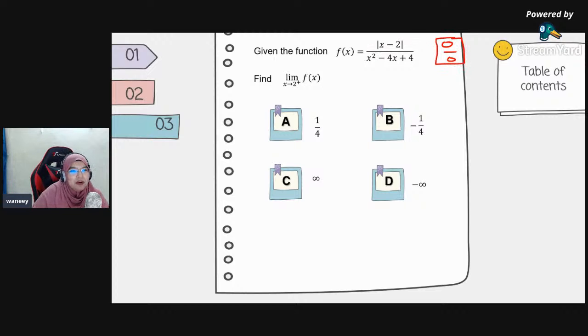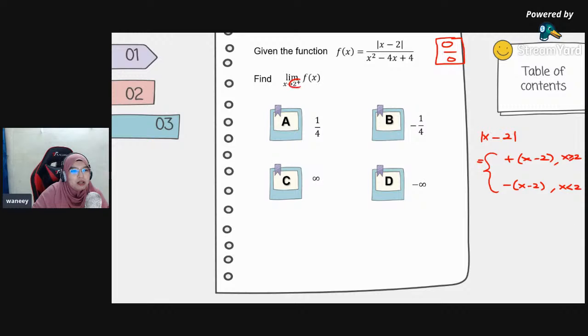Tapi yang ini dia involve absolute value. Maksudnya kena buka dulu lah simbol absolute value tu. Okay, so absolute value of x minus 2. So we're going to open using the definition. One will become a plus of x minus 2. Another one will become a minus of x minus 2. Okay, so this one is for x minus 2 greater than or equal to 0. That means this is for x greater than or equal to 2. This is for x less than 2.